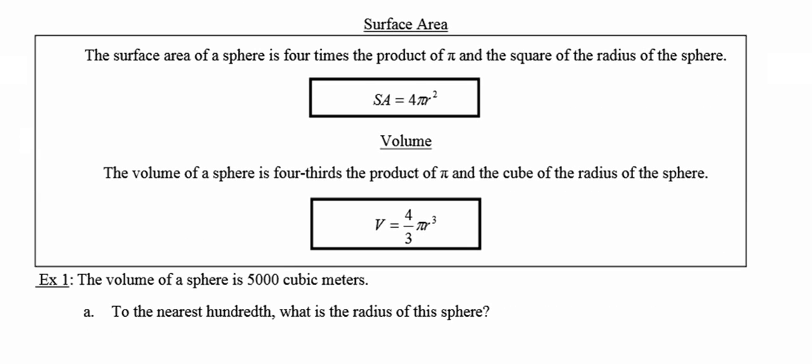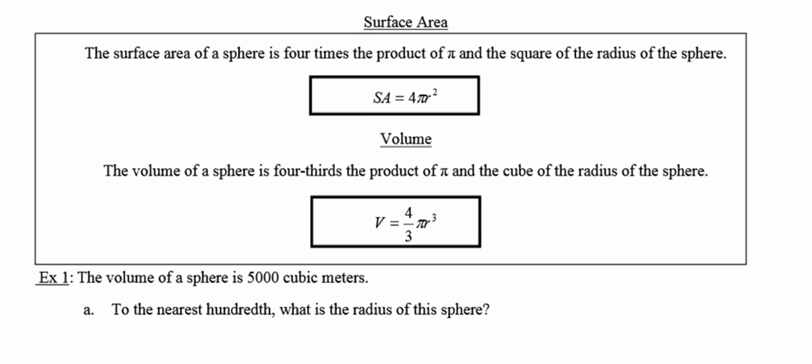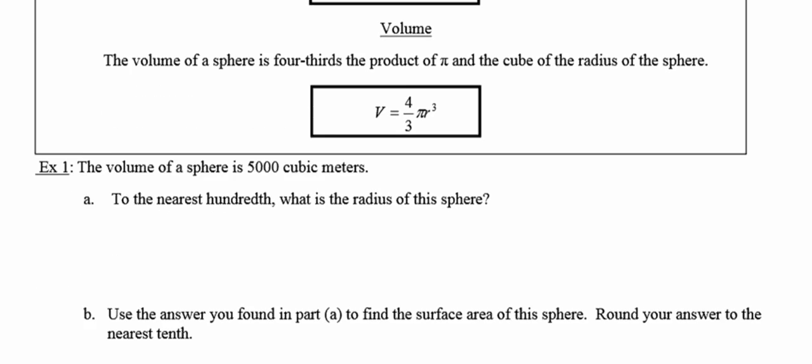Formulas that you're going to need to know how to use for the sphere deal with surface area and volume. In order to find the surface area of a sphere, you're going to multiply 4 times pi times the square of the radius. Volume you can find by taking 4/3 and multiplying that times pi times the cube of the radius. So let's go ahead and get into some examples of how these formulas work.